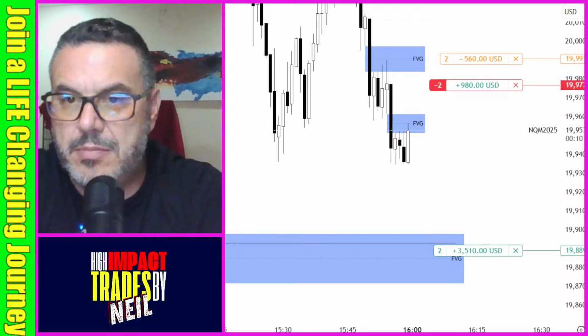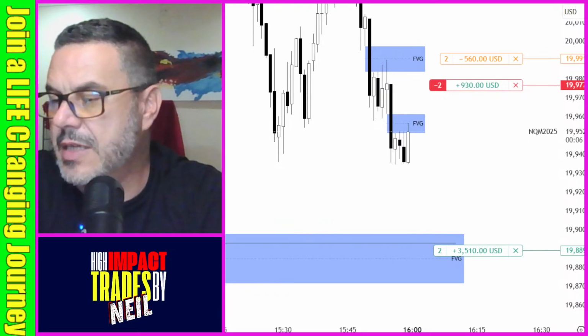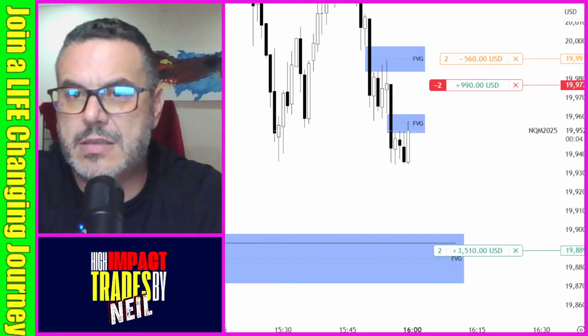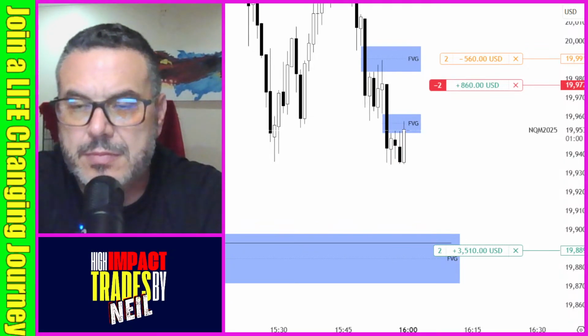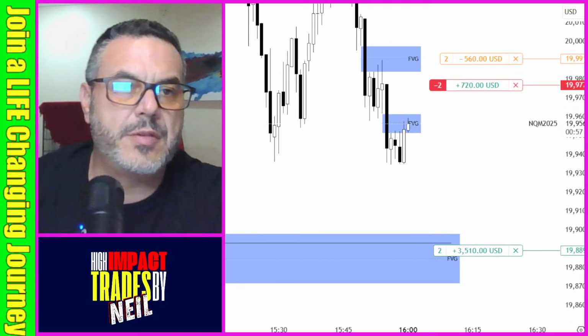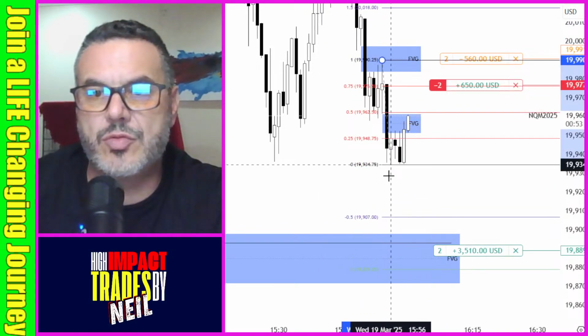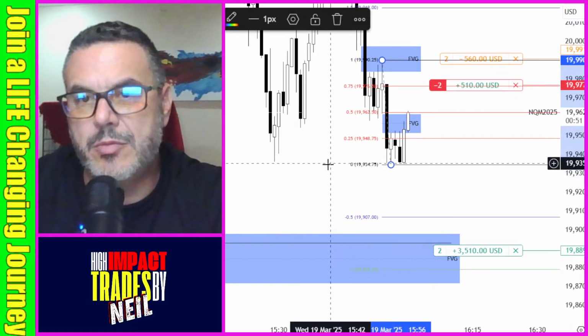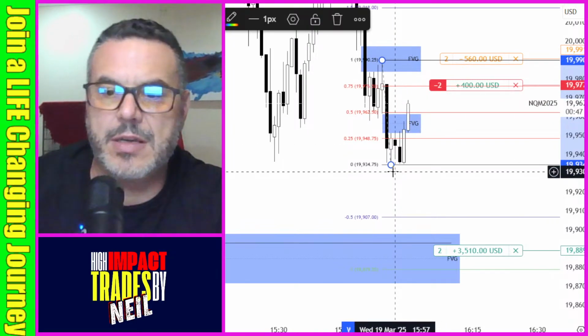Okay, let's see, back at that 50% of that fair value gap. Let's see if that's going to hold price, or, I don't know. Let's see if we measure this, where premium sits. Premium is spiking above there, and hopefully it closes within the fair value gap again.